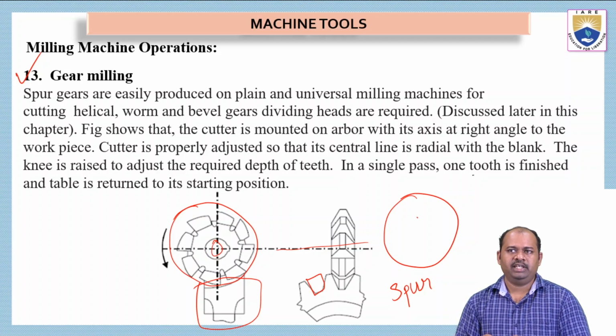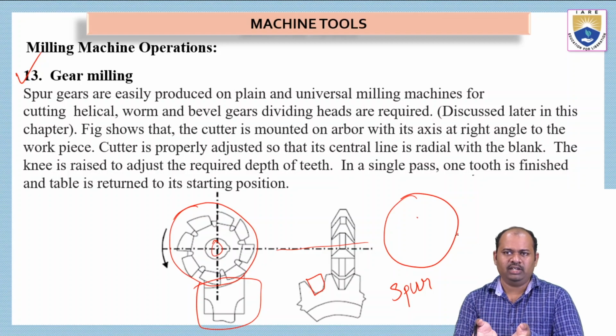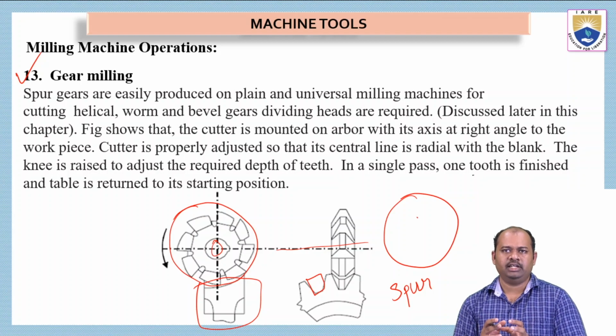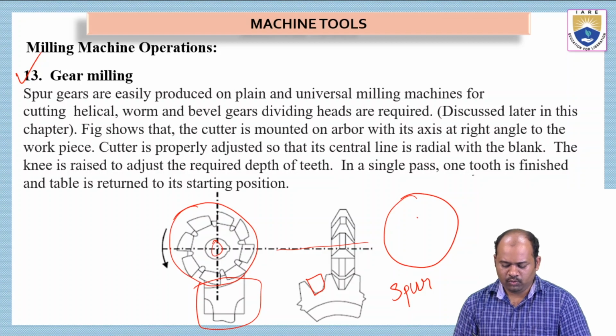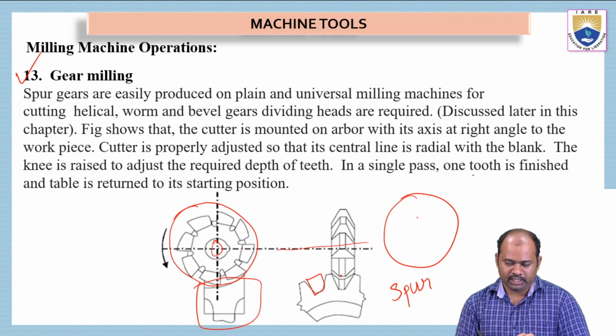The cutter is properly adjusted, and the knee is raised to adjust the required depth of the teeth. In a single pass, one tooth is finished and the table is returned to its starting position. So in a single step, it will go on cutting the teeth.